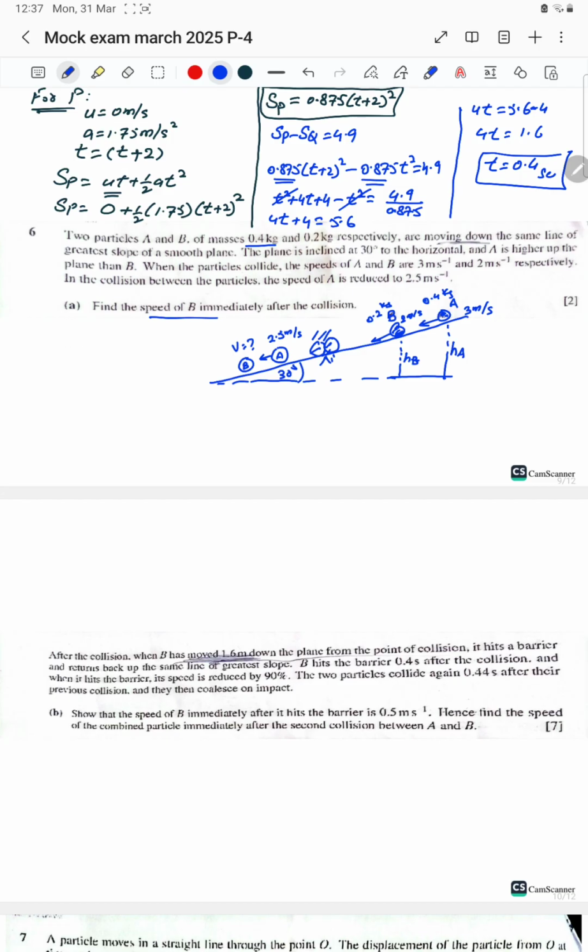So this is the simple law of conservation of momentum, which states m_A u_A plus m_B u_B: the momentum of the system before collision will be equal to the momentum of the system after collision. We will apply this rule.